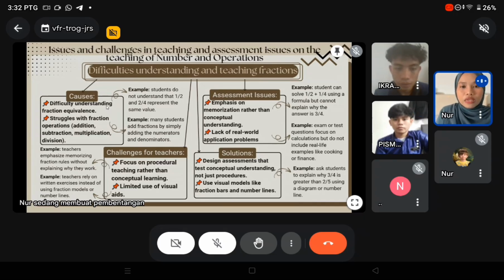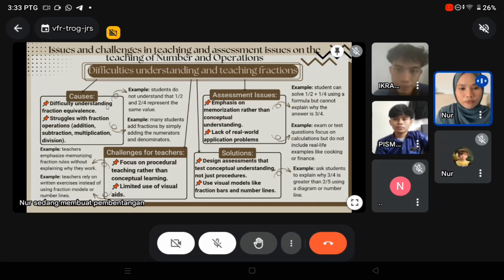So, for all the issues that I have talked about, the solution that we can do as teachers and also for the students is to design assessments that test conceptual understanding, not just procedures. For example, ask students to explain why 3/4 is greater than 2/5 using a diagram or number line. And also, we use visual models like fraction bars and number lines.